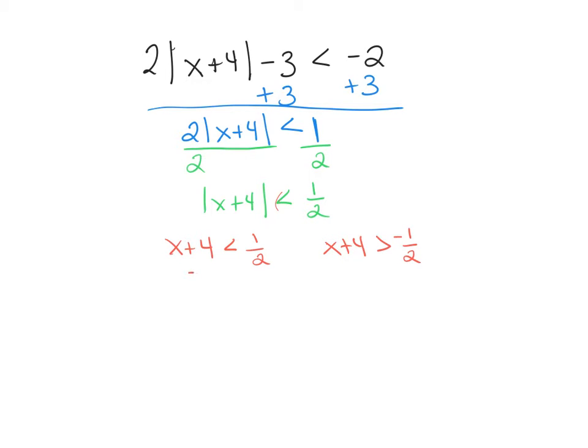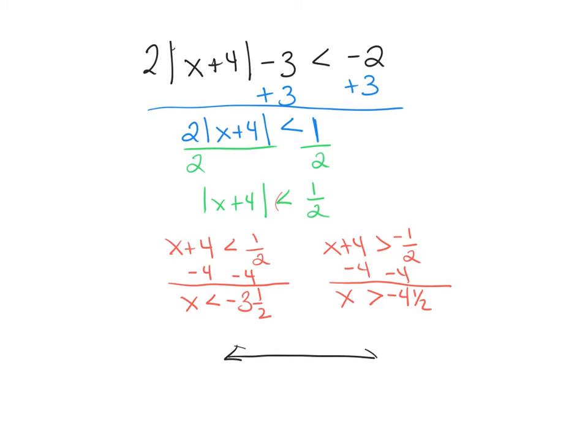So now, subtract 4 from both sides, and you're going to get x is less than, so 1/2 minus 4 is going to give you a negative 3.5. So x is less than negative 3.5. Now on this other equation, you're going to subtract 4 from both sides, and you're going to get that x is greater than negative 4.5. Okay, well now let's graph it.